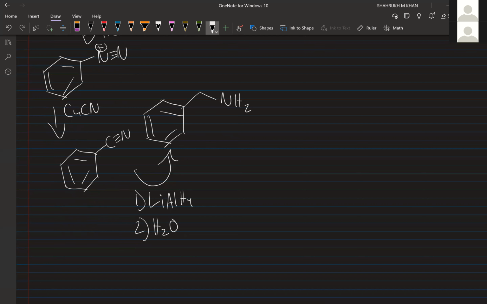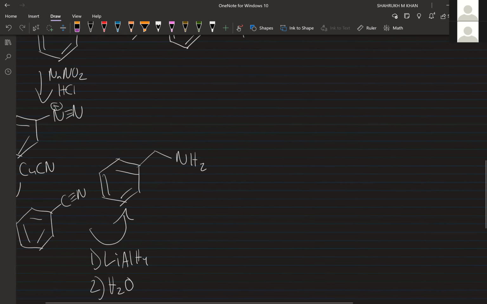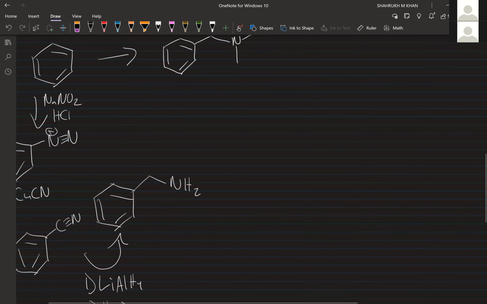So essentially, this is the bond, right? This is the C here. So let's maybe make this red, right? This C is this C here, right? So we are reducing that C triple N bond into CH2N, right? This is from, I think, chapter 20, right? Okay. And now we can do a couple of different things here, right?